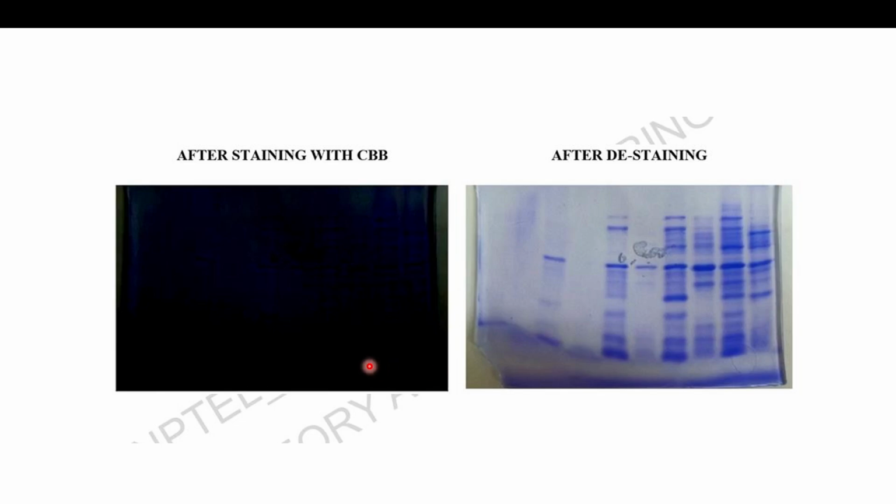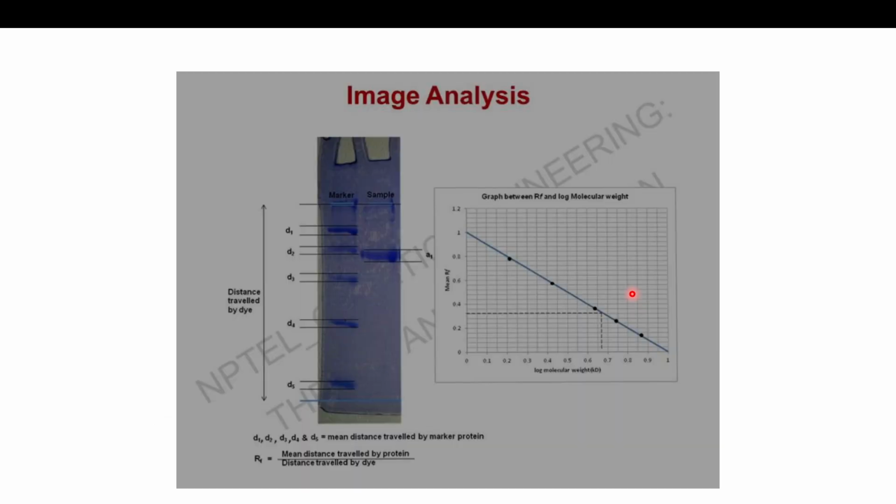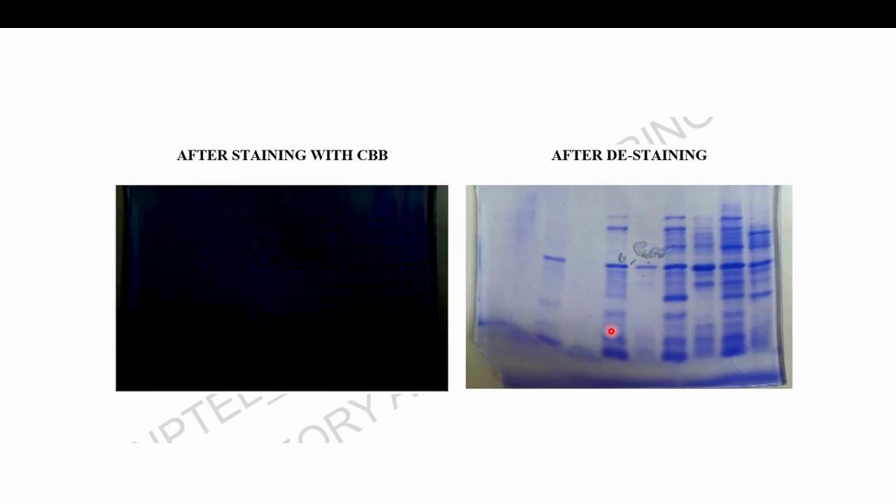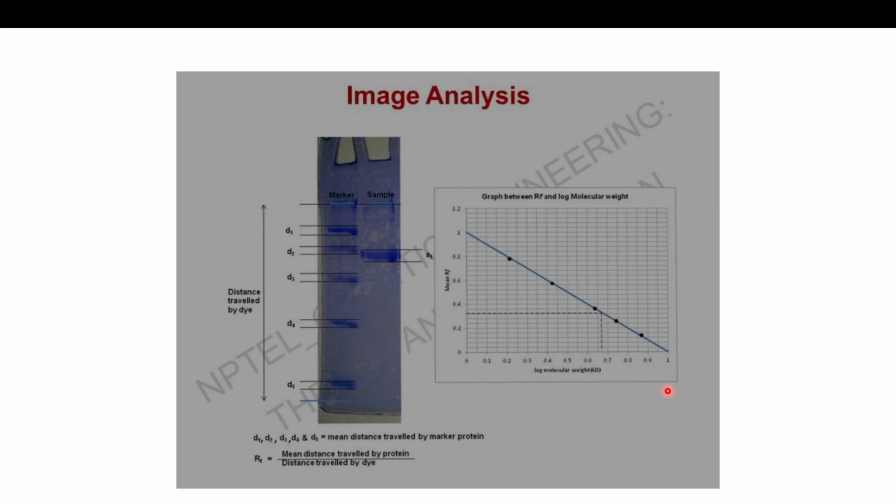It will stain your gel or stain the protein bands much more efficiently, and then you can destain it again. Okay, this is how you have visualized. You can see your protein bands now. Now, how will you determine the molecular weight of your protein of interest or sample of interest?